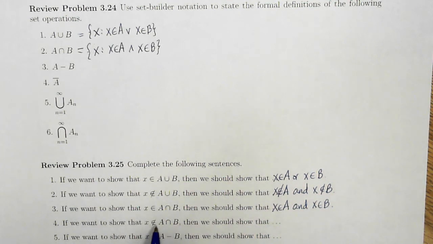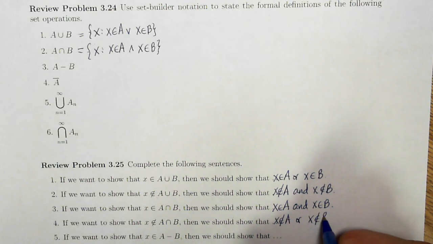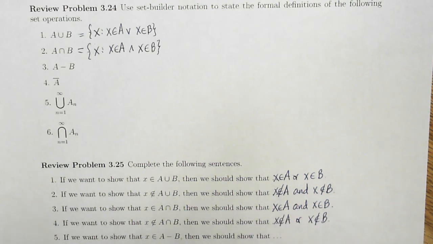If I want to show something that is not part of the intersection, I would need to show that X is not in A or that X is not in B, just simply taking the negation of this and statement.